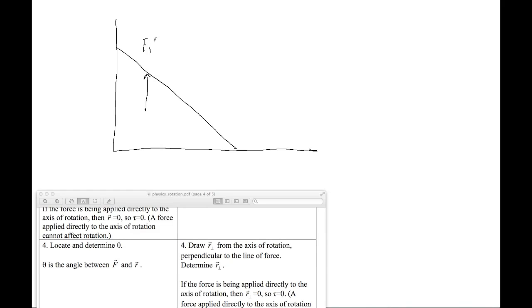Correct. Let's call this F1, 5 newtons. This is 7 meters. This is 25 degrees. So let's find torque 1.